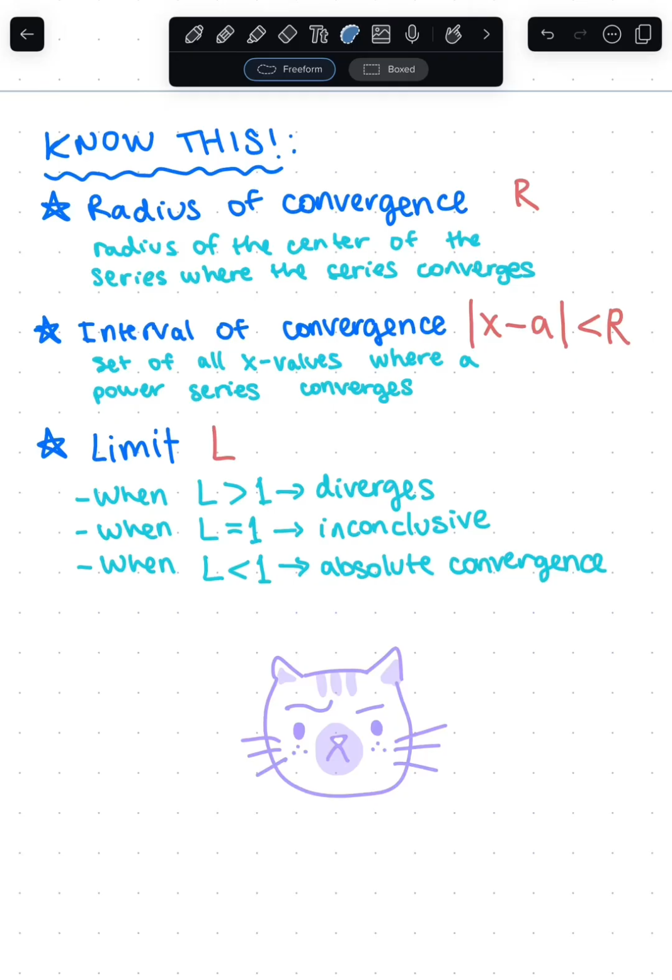Last, you need to know the limit, written as L. When L is greater than 1, it always diverges. When L is 1, it's inconclusive. But when L is less than 1, it is absolute convergence.